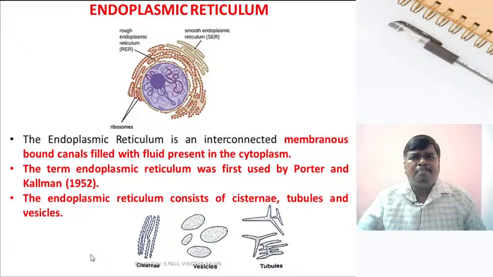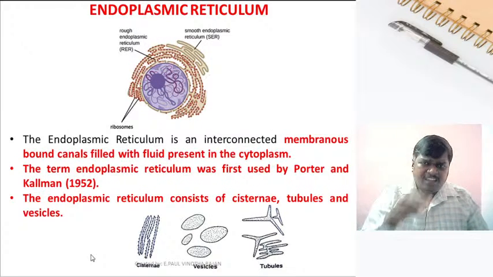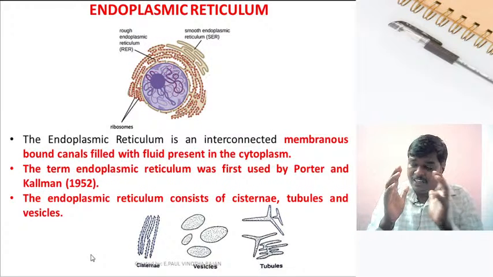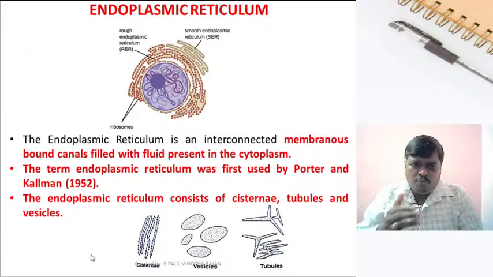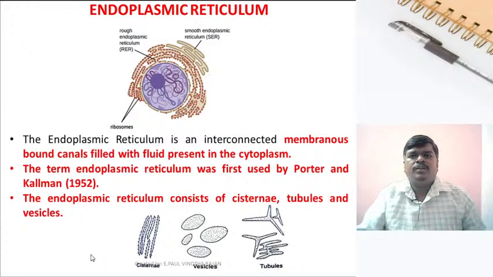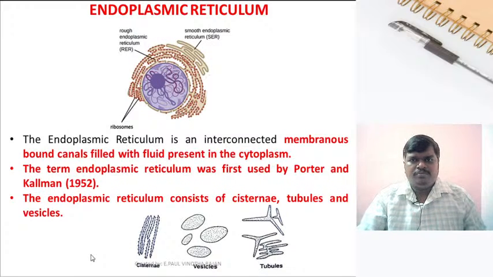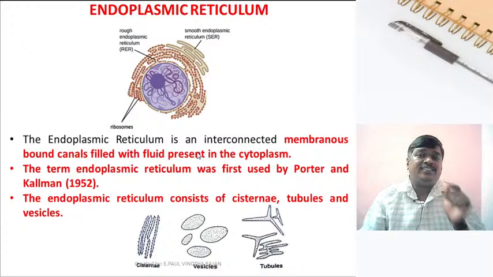One is the endoplasmic reticulum. What is this endoplasmic reticulum? What is the function of the endoplasmic reticulum? These are typical structures present in the cytoplasm, which is known as the skeleton of the cells. They give a definite structure to the cells. And the endoplasmic reticulum, shortly we call it ER.